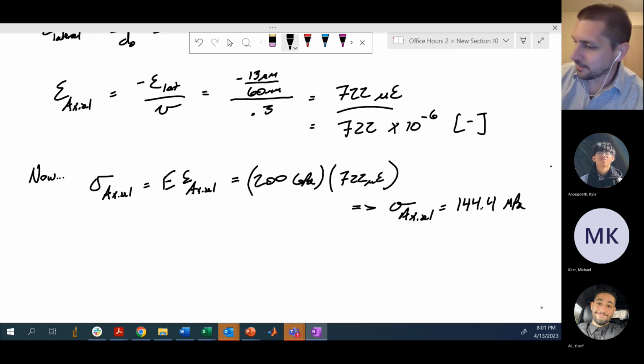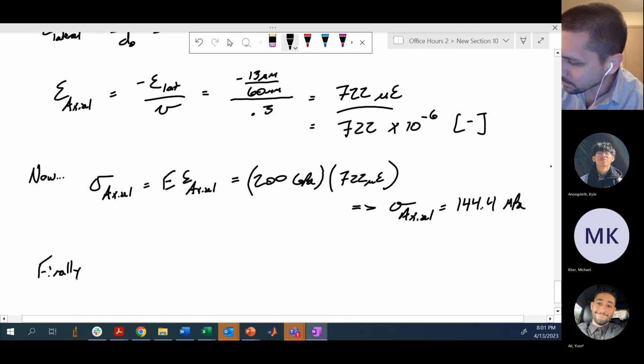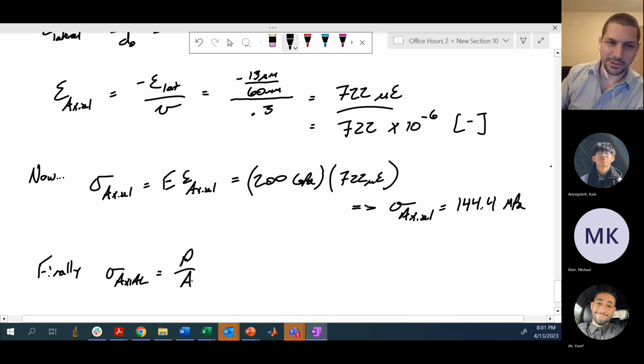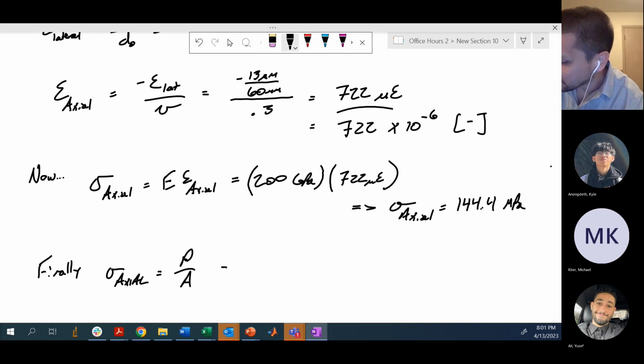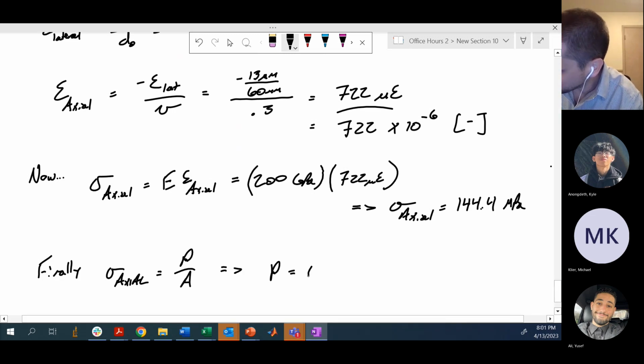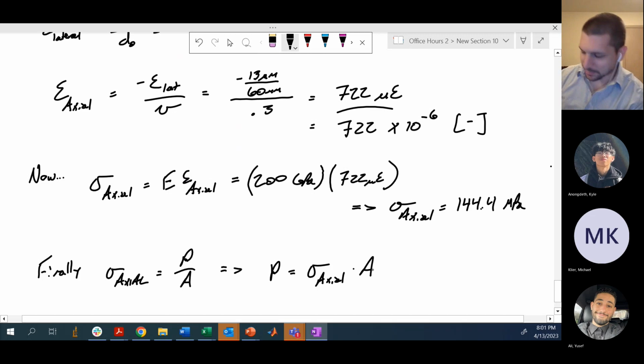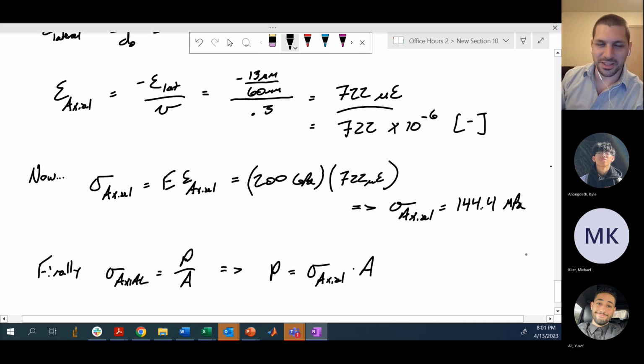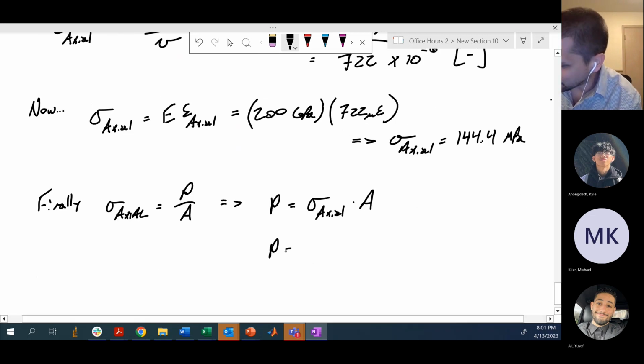Finally, once you have your axial stress, you can use that to calculate the load, which is what the problem is asking for. What's the internal load inside this particular material? You can rearrange this equation for load, which is the axial stress multiplied by the cross-sectional area. You can use the reduced area if you want. The area has been reduced slightly because the diameter changed from 60 millimeters to a slightly smaller diameter, but that's going to be within the noise. So I'm just going to stick to the original cross-sectional diameter.